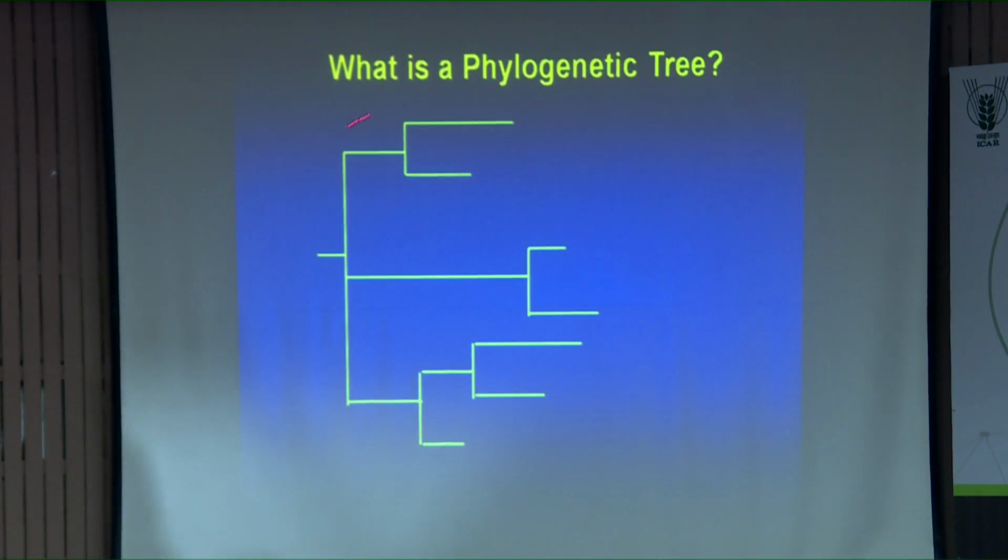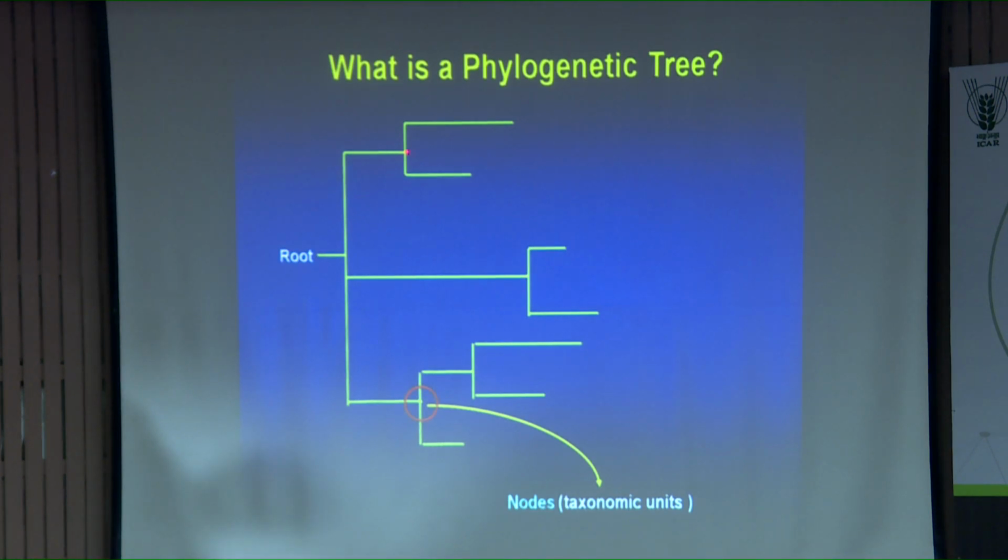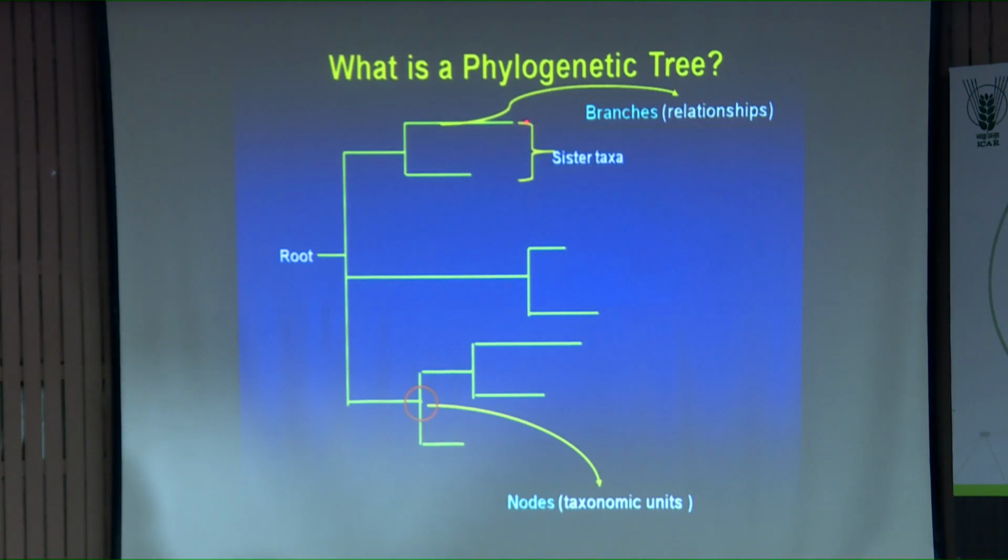Next. So, what is a phylogenetic tree? It looks like this. Okay. So, there is a root from where it originates. Then there is a kind of junction, and these junctions are called nodes. They represent a taxonomic unit. So, different nodes indicate a particular taxonomic unit. These are called branches. These branches represent the relationship. And next, if two branches come together under one node, they are called sister taxa. So, they are closely related to each other under this same taxa.